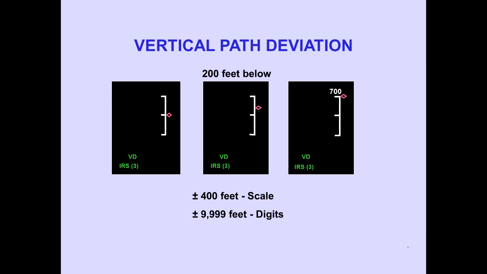Vertical path deviation is displayed in a descent to indicate deviation from the selected vertical path. Full-scale deflection is 400 feet with a digital readout above or below the scale to 9,999 feet. The airplane is located at the center of the scale, and the diamond depicts the vertical path.